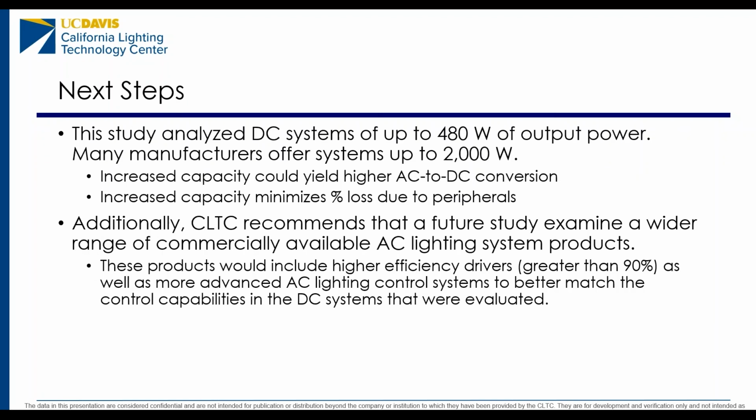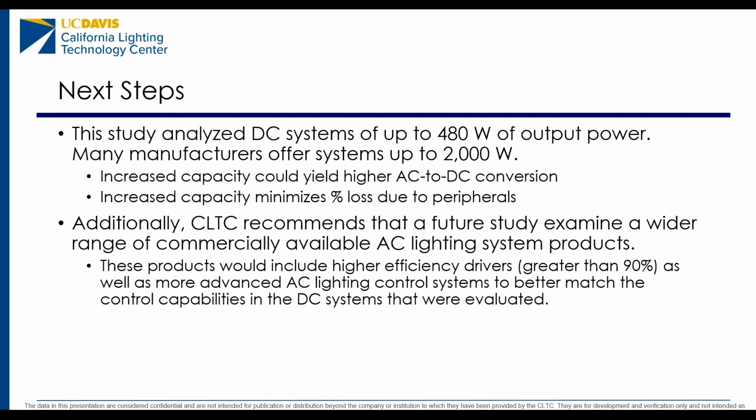And finally, the next steps. The study only analyzed DC systems of upwards of 480 watts when there are systems that go up to 2000 watts. So an evaluation of these higher capacity systems could show that the increased AC to DC conversion efficiency is enough to offset the other sources of power loss, making it as, if not more efficient than a baseline AC system. However, there are also AC systems that advertise efficiencies over 90%. So those should also be considered too.